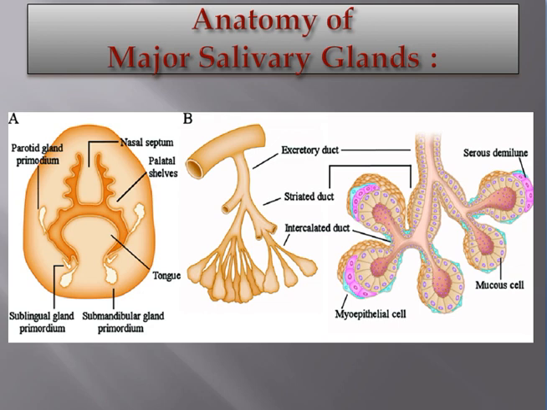The ductal system of the salivary gland has a varied network, and as I said earlier, the three classes of ducts are intercalated, striated, and excretory, each with a different structure and function. The sublingual glands are the smallest of the major salivary glands, which lie above the mylohyoid and below the mucosa of the floor of the mouth.